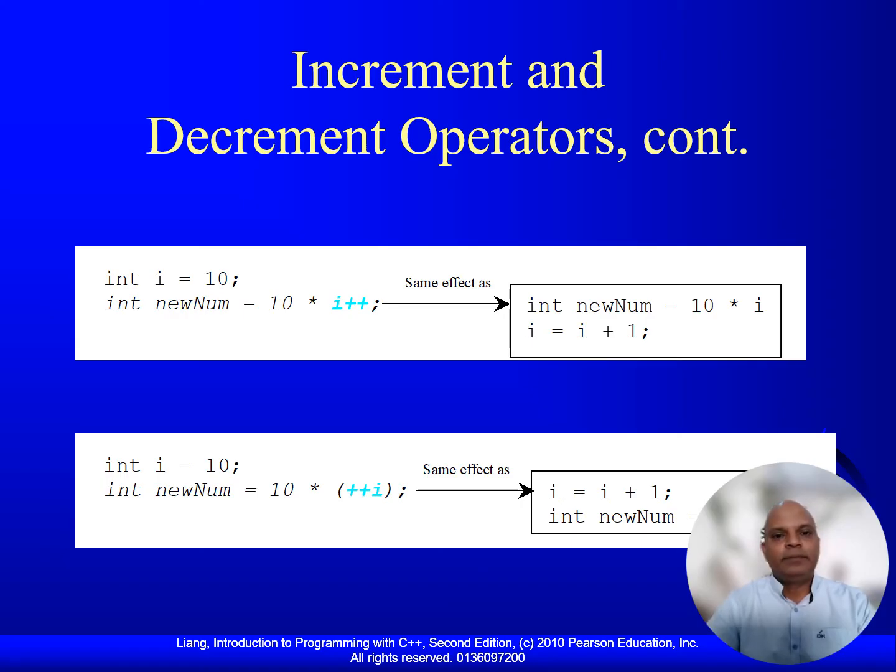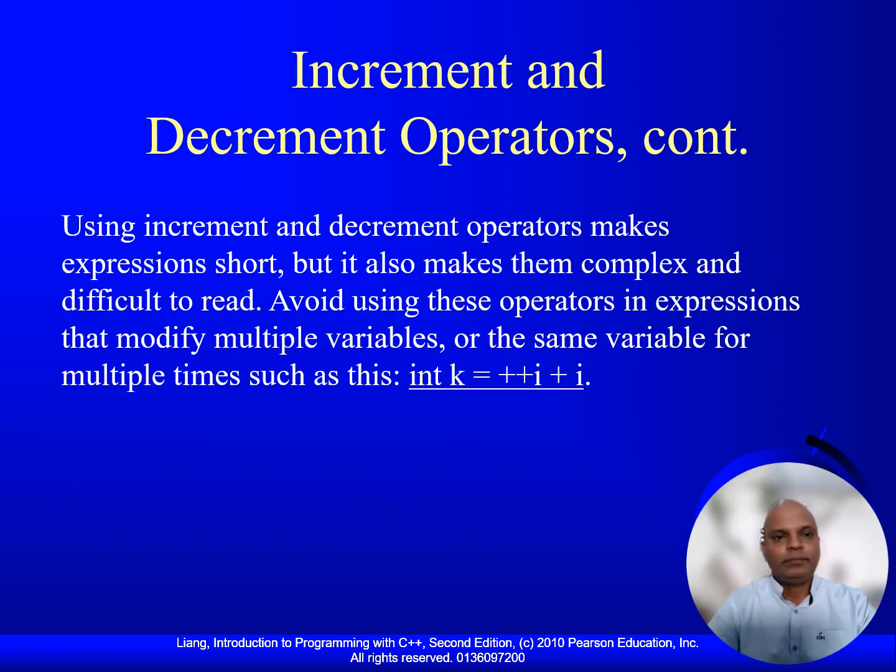Here's an example. If I had to say int newNum is equal to 10 times i plus plus, it actually means 10 times i, and then i is equal to i plus 1. Using increment and decrement operators makes expressions short, but it also makes them complex and difficult to read. Avoid using these operators in expressions that modify multiple variables or use the same variable multiple times.